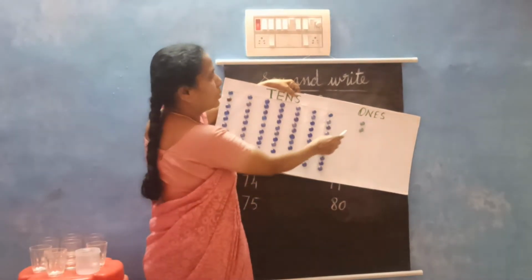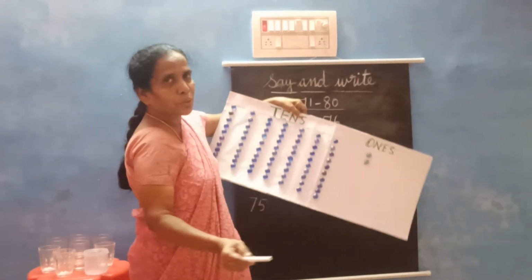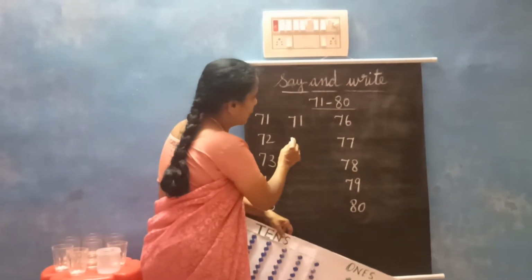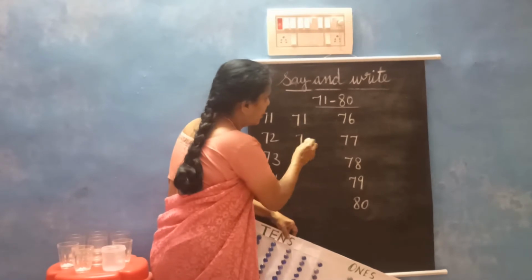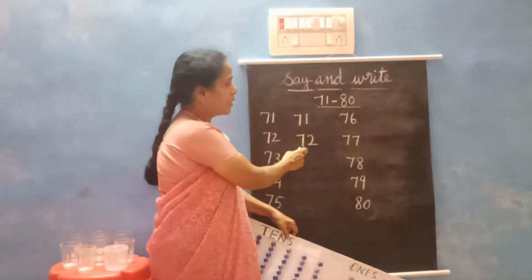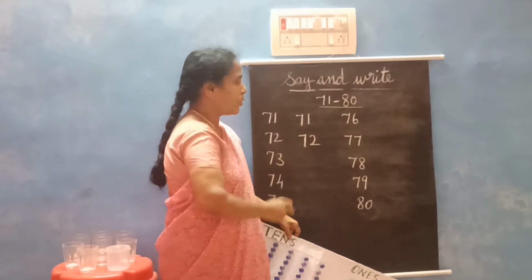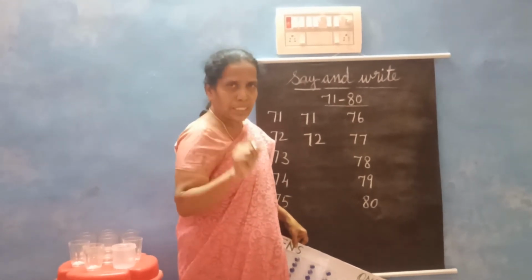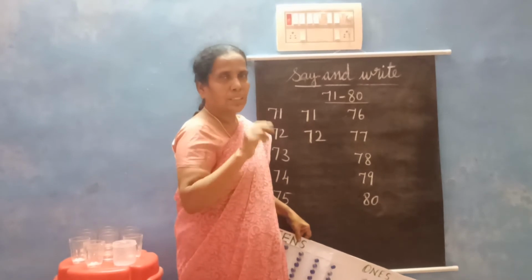7 tens, 2 ones, 72. Now we will get the number 72. 7 tens, 2 ones, 72. Now we got the number 72. In 72, how many tens are there? 7 tens, 2 ones, 72.